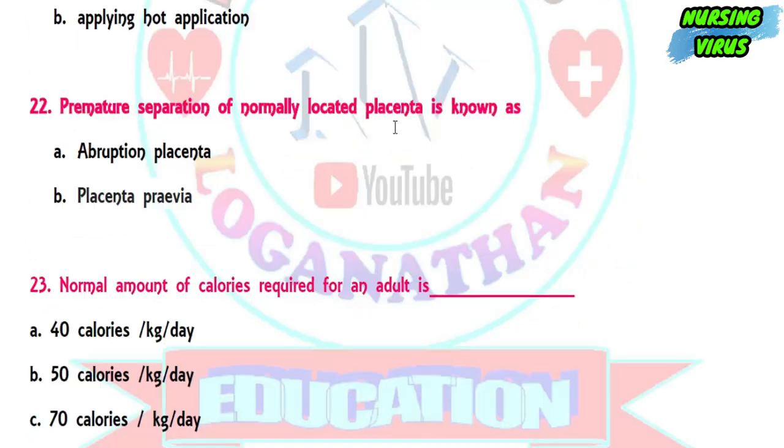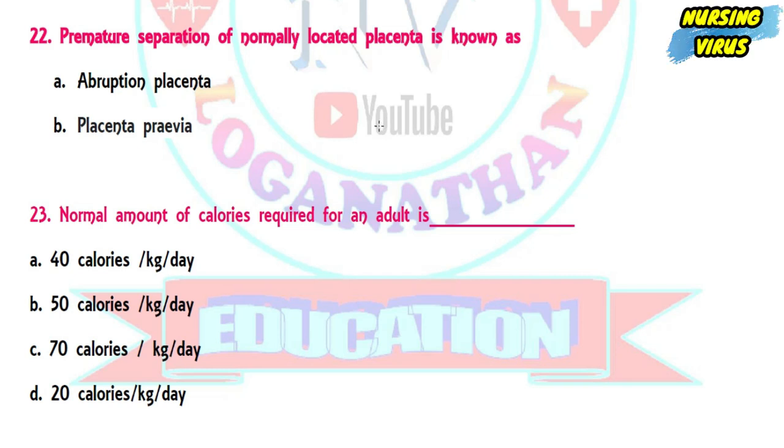So the next one: the normal amount of calories required for an adult. Here the options are 40 calories per kg per day, 50 calories per kg per day, 70 calories per kg per day, and 20 calories per kg per day. So 40 calories is the ideal normal calorie requirement for a healthy adult.